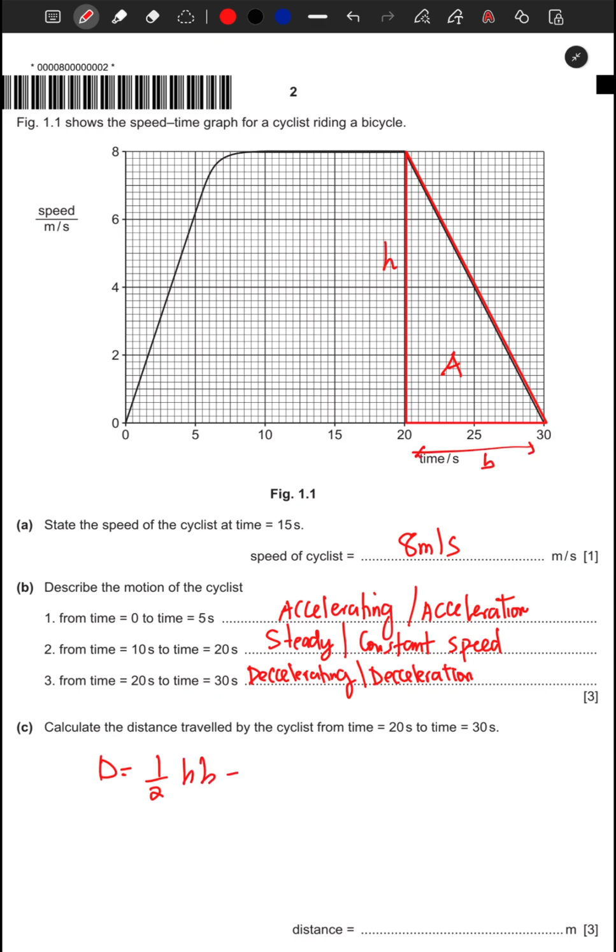So that will be half HB. You open two brackets. So what's your height? Your height is moving from this part to there, of course from 0 to 8. So that will be 8. The B is moving from 20 to 30. What's the difference between 30 and 20? That is 10. So half of 8 times 10 should give you 40 meters. So that is our answer here, 40 meters.